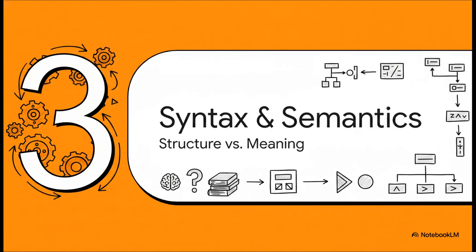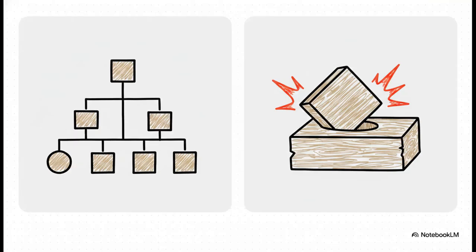Which brings us to Section 3, Phase 2, Syntax and Semantics. This is all about checking structure versus checking meaning. All right, so here is where we finally catch those errors. Syntax analysis checks the physical structure by building what's called a parse tree. It strictly enforces the grammar rules. So yes, this is exactly where your missing semicolon triggers an error.